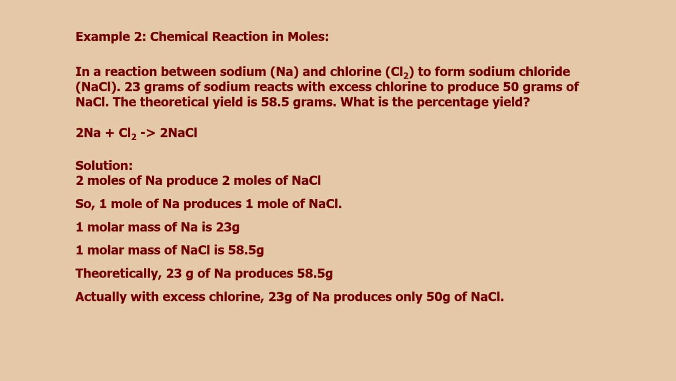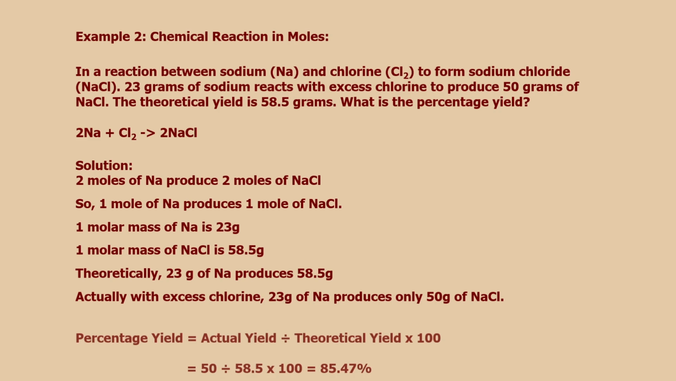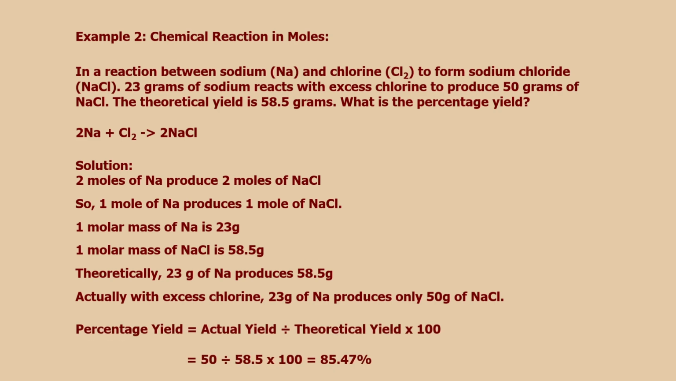Percentage yield is equal to actual yield divided by theoretical yield multiplied by 100, which is 50 divided by 58.5 times 100, equal to 85.47%.